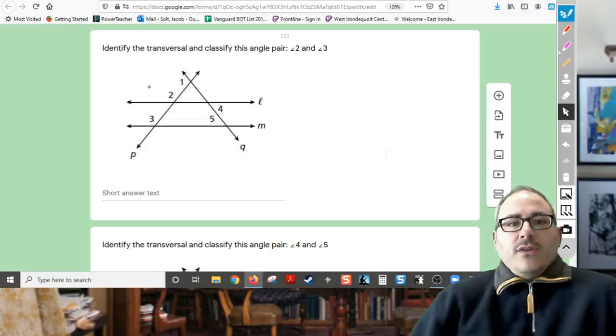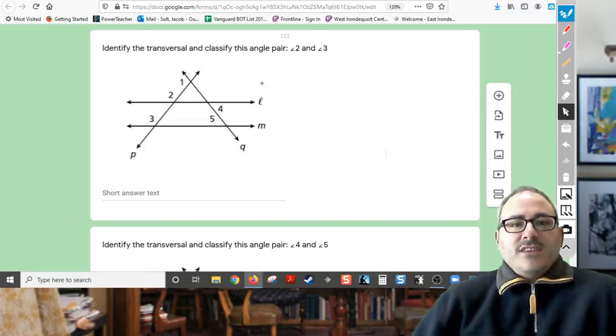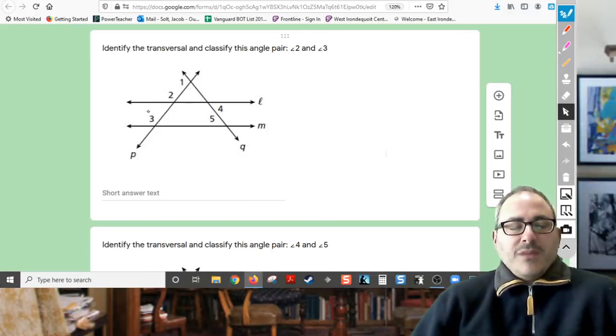All right, so identify the transversal and classify this angle pair, angle 2 and 3. So there's angle 2, there's angle 3, and I want you to ask yourself, what's the relationship between angle 2 and 3? Look at the diagram and visualize. Notice they're both in the upper left-hand corner of where these two things cross.